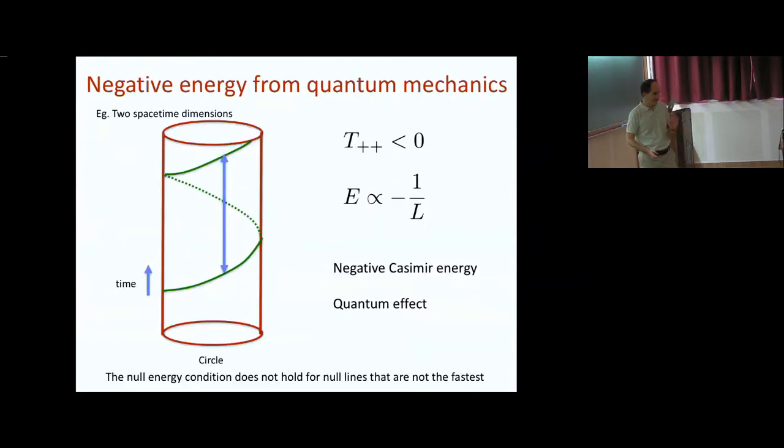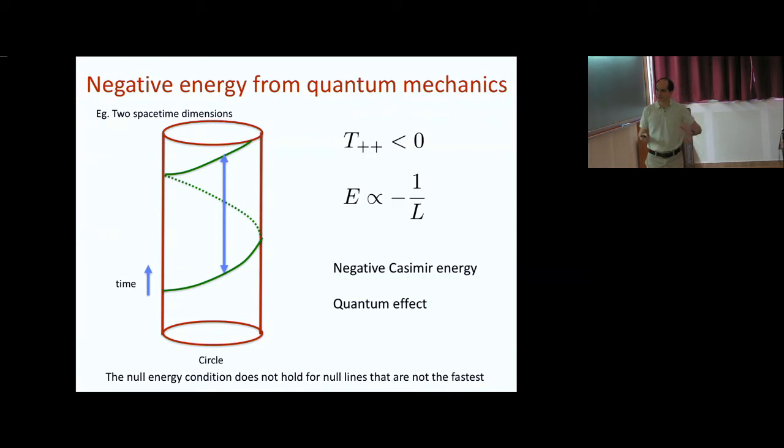So let's just recall one situation where you can have negative energy. Imagine you have a two-dimensional field theory. You have a spatial circle, and then you have time, right? Then in this situation, we have a Casimir energy, and that Casimir energy contributes to T++, and gives that T++ is less than zero. So if we were to integrate along this null direction that goes around the cylinder, you would get some negative value, right? You can see that very explicitly in any field theory, and in a conformal field theory in two dimensions that would be true. And it's a well-known fact that the Casimir energy is negative.